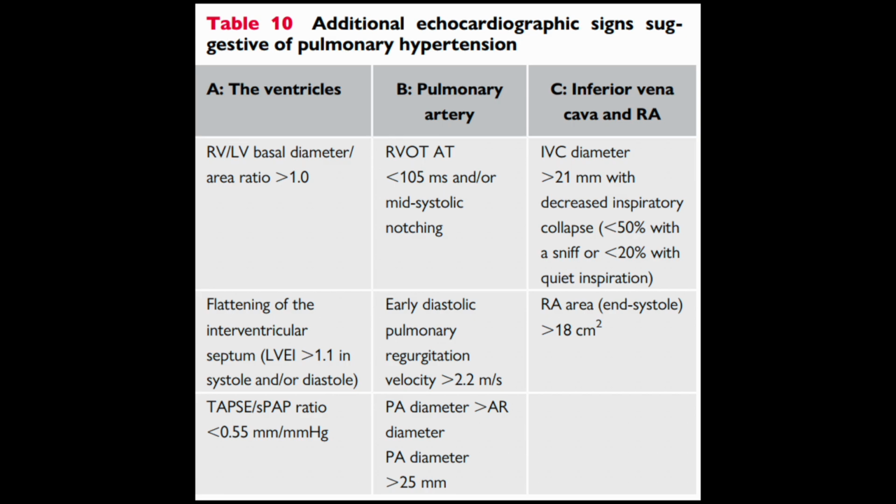Apart from this, there are other things to be seen in echo. For the ventricles, you look for the RV/LV basal diameter ratio, which has to be more than 1, flattening of the interventricular septum, and TAPSE by SPAP ratio. In the pulmonary artery, you look at the RVOT-AT, early diastolic pulmonary regurgitation velocity, and pulmonary artery diameter vis-a-vis the aortic diameter. Inferior vena cava and the right atrium should also be looked at: IVC diameter, right atrial area, and systolic.